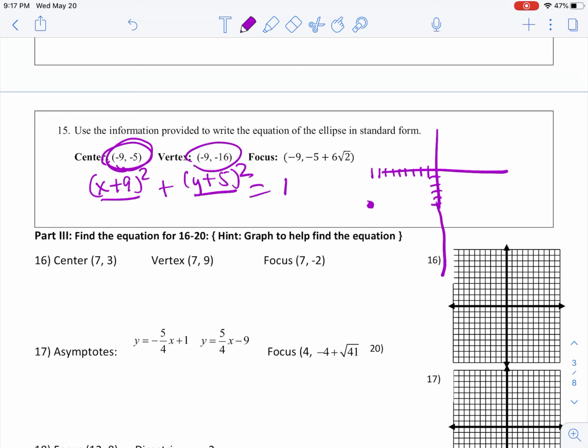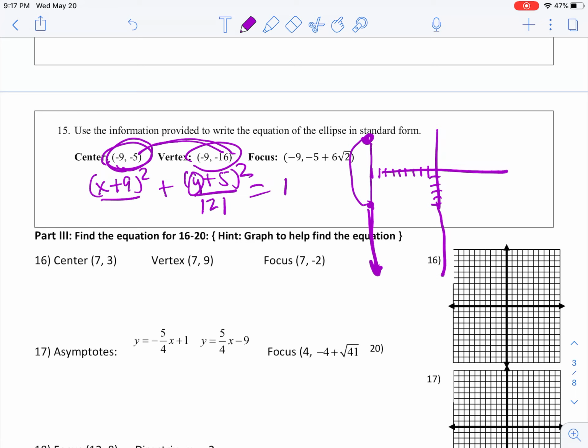And you know you have a vertex at -9, -16. So they're counting down this way from -5 to -16. There'd be another one up here. They went down 11 points. Up and down would be like under the y. So it went down 11, which means it's also got to go up 11. So I put 121 here.